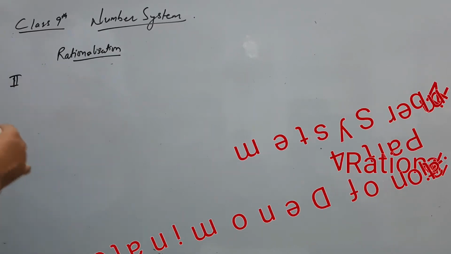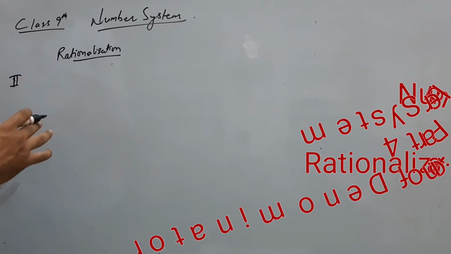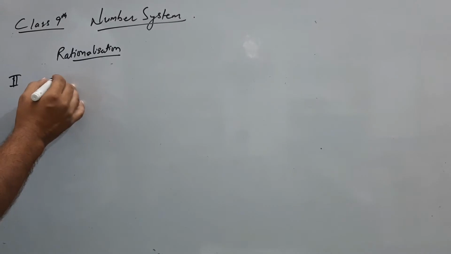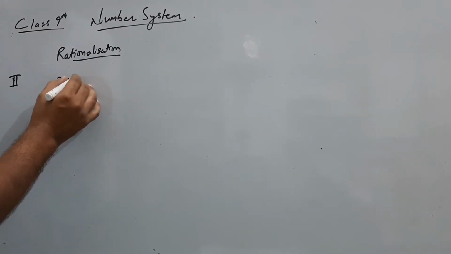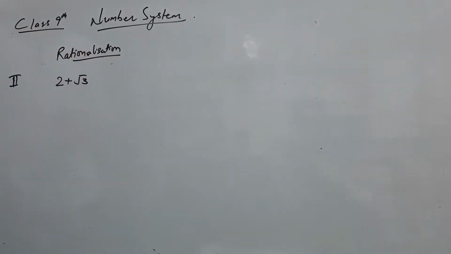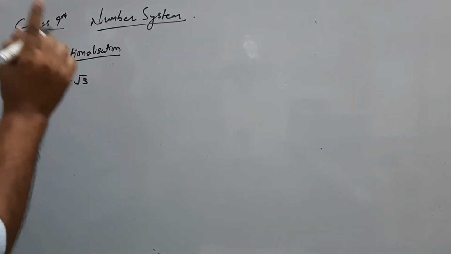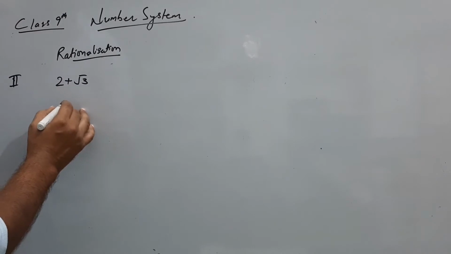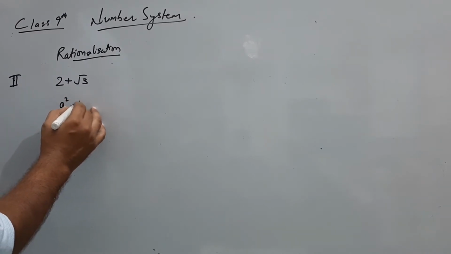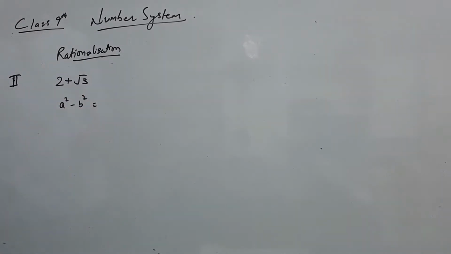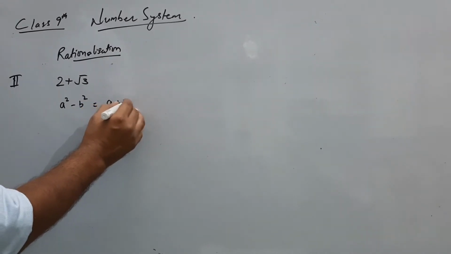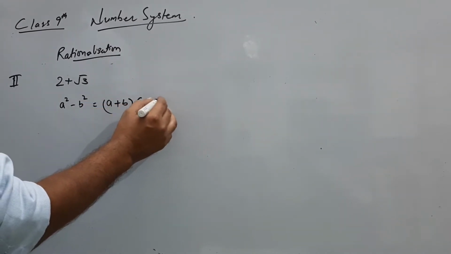Previously we were having only a single number. Now we have a number in the form of 2 plus root 3. So what do we have to do? We just need to remember one formula that we have learned, that is a square minus b square. What is the formula of a square minus b square? It is (a plus b)(a minus b).